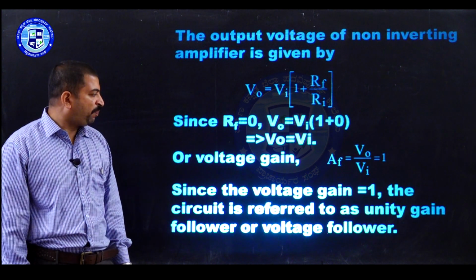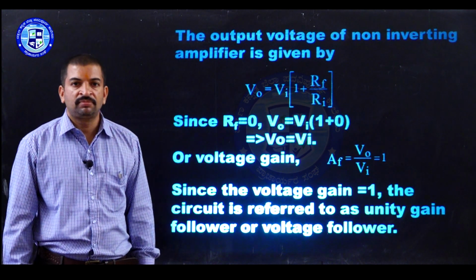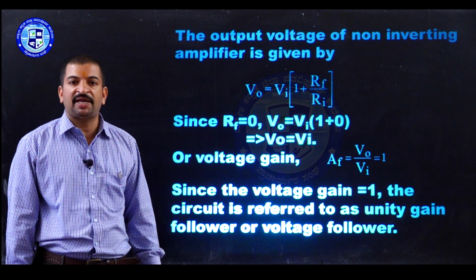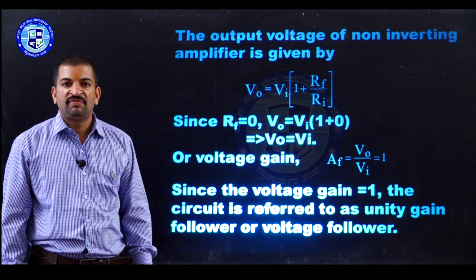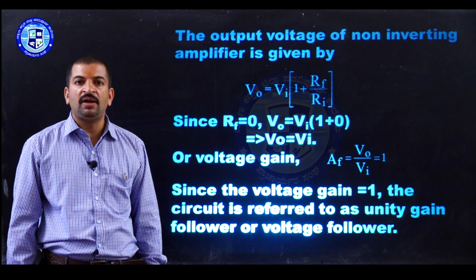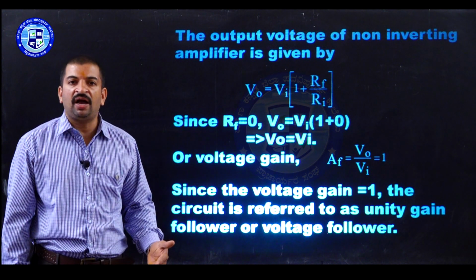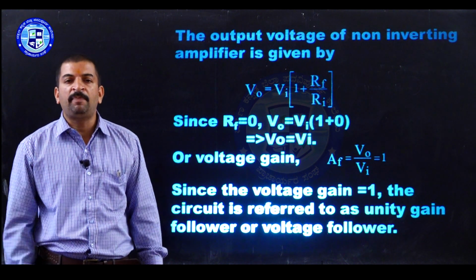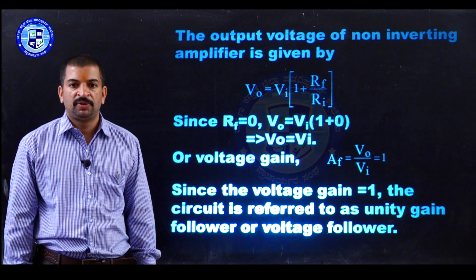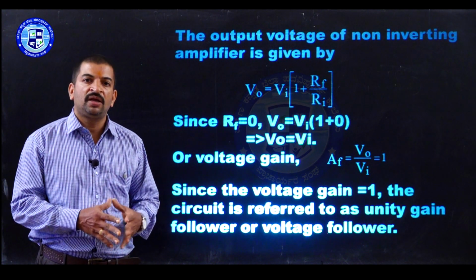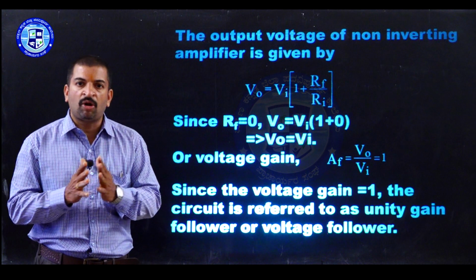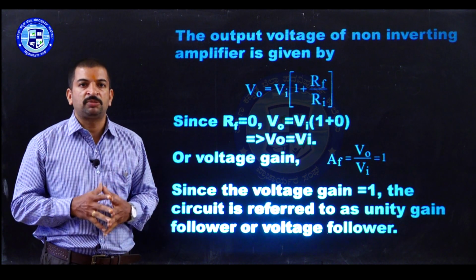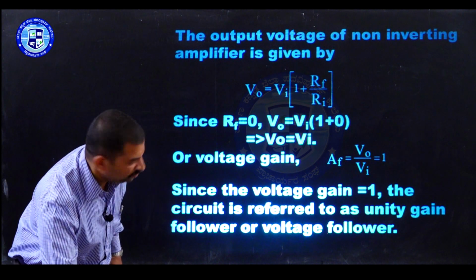One of the applications of this circuit is that the output voltage and the input voltage are the same, but in the case of a voltage follower, the input impedance is very high and the output impedance is very low. Hence, it is used for impedance matching purposes. So, in the case of a voltage follower, input impedance is very high and output impedance is very low. So, it is used for impedance matching purposes.